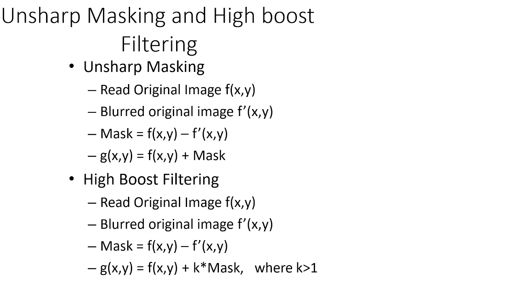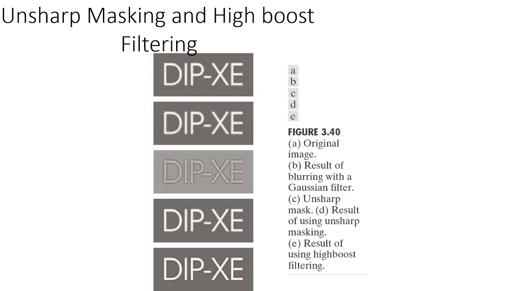And what is high boost filtering? The same steps: you take the original image, you take the blurred image, and next you find the mask as before, but here you multiply the mask by some coefficient, so it is high boost filtering, giving a more sharpened image. The result of high boost filtering you see here in the E image. The images are A, B, C, D, E. The last is the result of high boost filtering, and before that is the result of unsharp masking. So we get a more sharpened image with the help of high boost filtering.